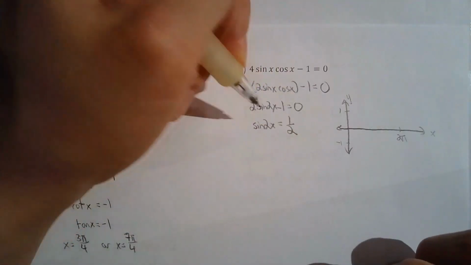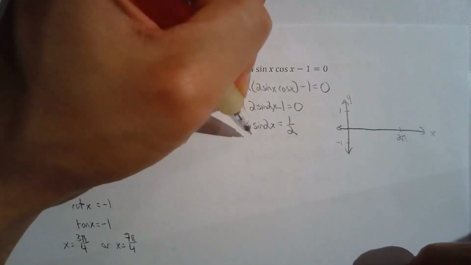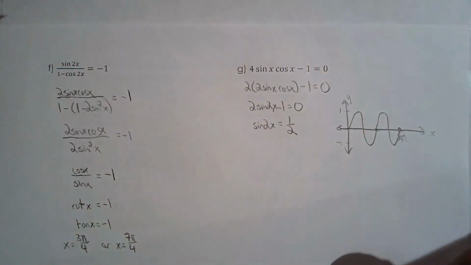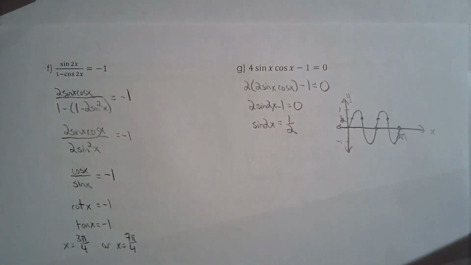it's sine 2x. Basically, I'm going to graph y equals sine 2x, and look, there are two cycles. From 0 to 2 pi, that's two cycles. So how many answers should I get? The answer is 4. That's half there. I should get 4 solutions. Okay, so the question is, how do I get my 4 solutions?